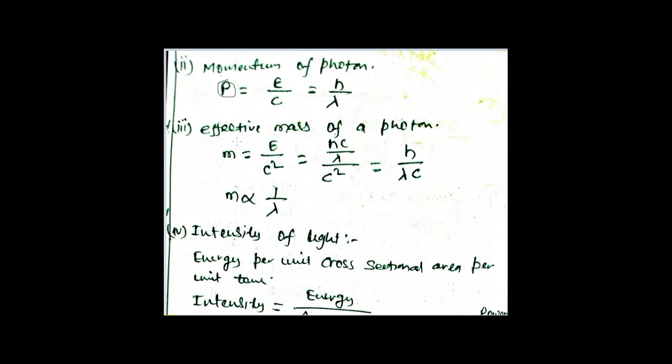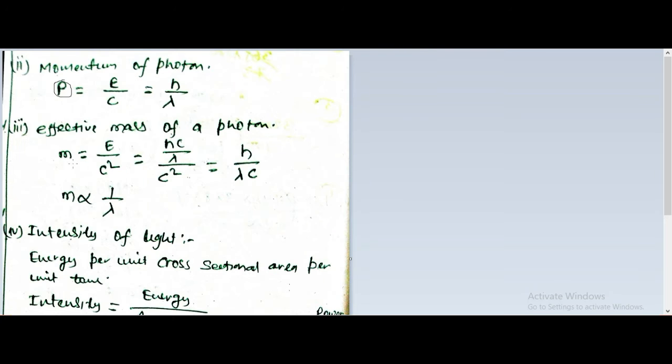The next one is the effective mass of the photon. According to Einstein's theory of relativity, E equals mc square, so m equals E by c square. E equals hc by lambda, divided by c square, so m equals h by lambda c. h and c are constant, so m is inversely proportional to wavelength of light. So as the frequency increases, mass also increases.